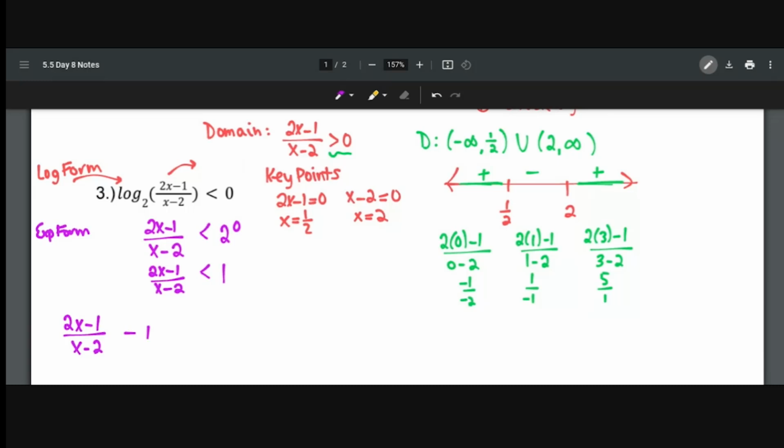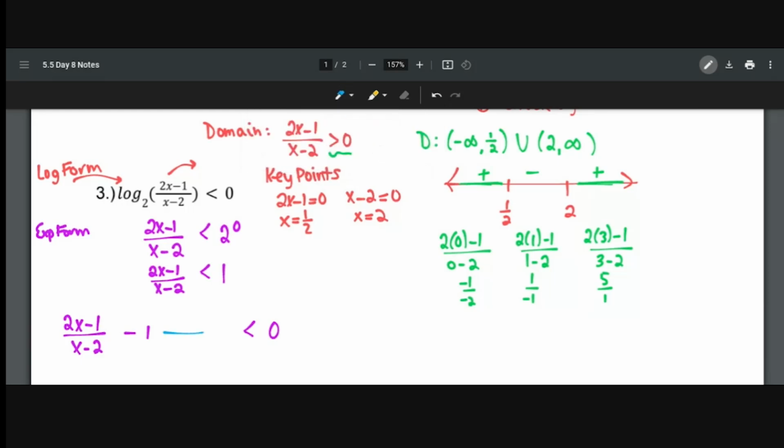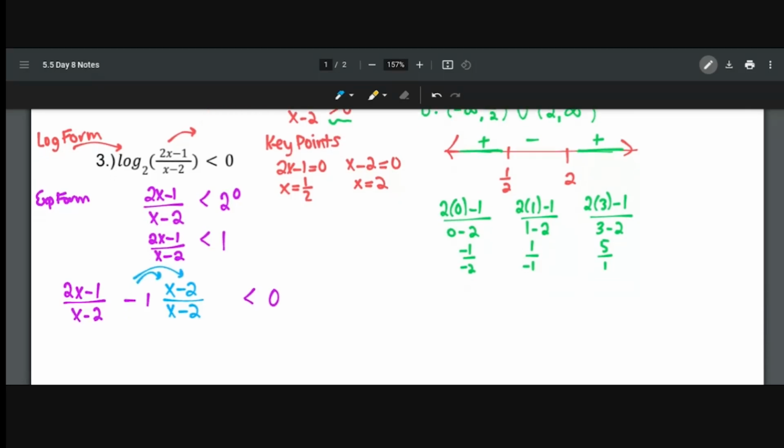And I'm going to leave a space over here because we're going to actually have to do a little bit more work. Because I need to combine this into a singular fraction, I need to get common denominators. So best common denominator would be to pick x minus 2. And so I'm going to distribute a negative 1. You only distribute it on the top because it's negative 1 over 1. You need to write that there to help you. Go ahead and do that.